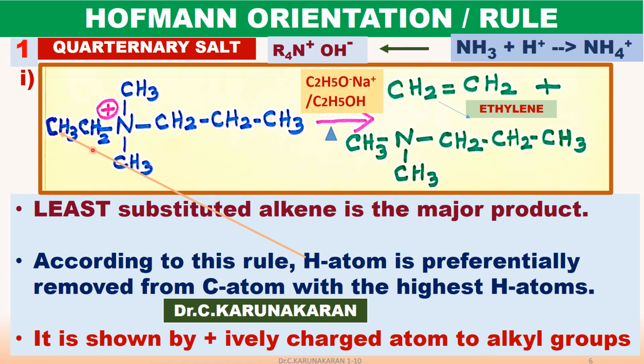According to this rule, whereas in Zaitsev's rule the hydrogen atom is removed from the carbon atom with the least hydrogen atoms, here the hydrogen atom is preferentially eliminated from the carbon atom with the highest number of hydrogen atoms. Hofmann orientation is exhibited by compounds with positively charged atoms connected to alkyl groups.